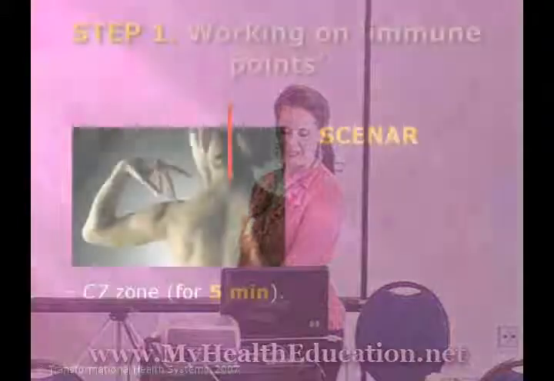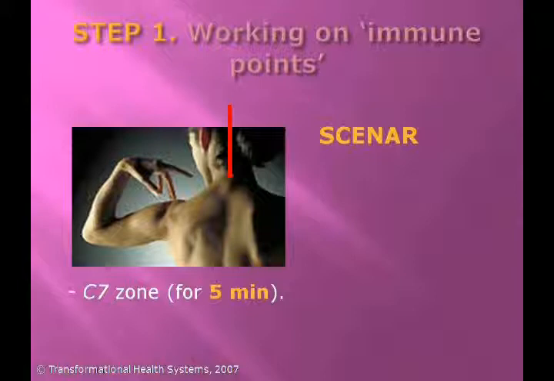Okay, so you're doing 3 minutes on each. Well, one laser cycle, so 3 minutes of each. Now, with the scanner, C7 junction box, 5 minutes.